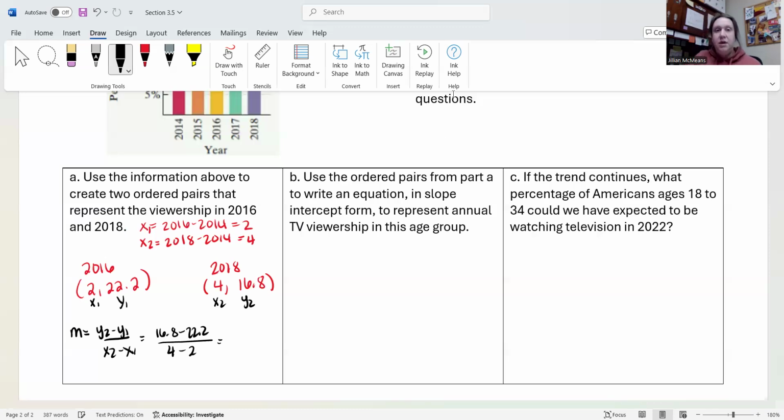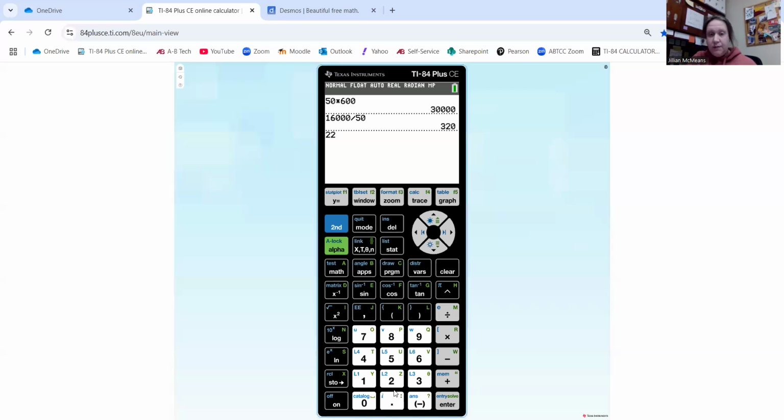If you need to, you can go to the calculator. I have Desmos up. We had 16.8 minus 22.2, which is negative 5.4. We also had 4 minus 2, which is pretty easy. We know that's 2. Ultimately, we need to take the y and divide it by the x, so we take negative 5.4 and divide it by 2, which is negative 2.7.